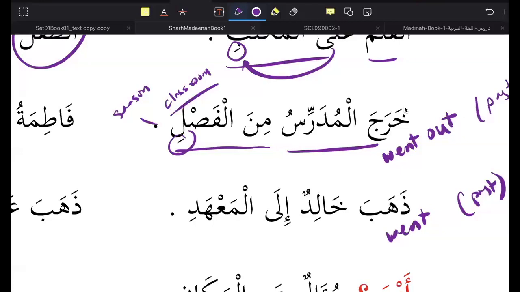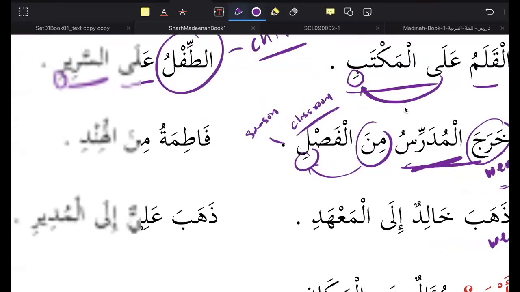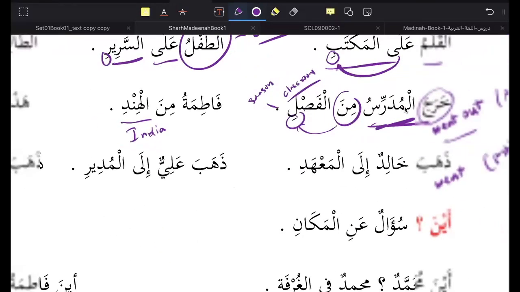So in this lesson, just learn the verb as new vocabulary. Don't think too much about the verb. Just think about خرج meaning he went out. Who went out? المدرس. So the mudarris went out. Focus more on these prepositions and the role of the kasra. Fatimatu min al-Hindi. Fatima is from, what is Hindi? Al-Hind is India, the country. Okay, Fatima is from India.